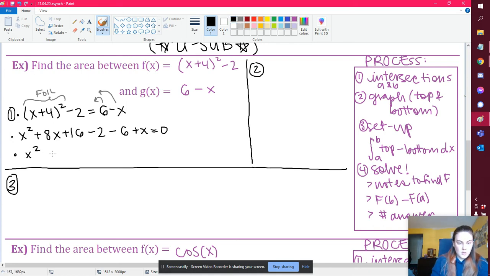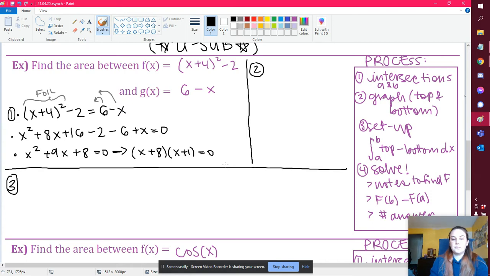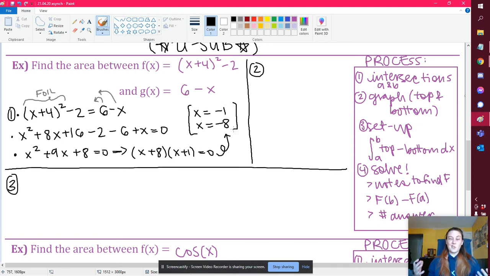I've got an x squared. I've got plus 9x. I've got this is going to be 8. And now I'm going to factor this. I want things that multiply to 8 but add to 9. And then when I set each of these equal to 0, I get that x is -1 and x is -8. I then could plug these into either of the original equations to get the actual coordinate of the intersection rather than just the x value.